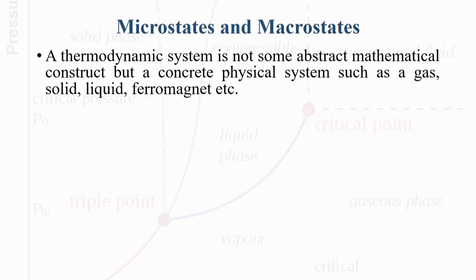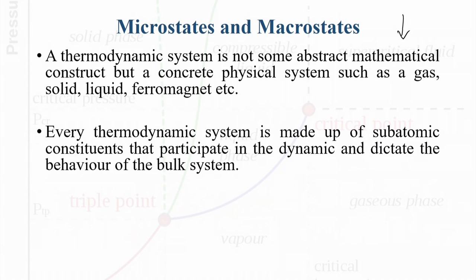So, now let me also try to describe what I mean by some of the other terms that I may have thrown about, and those are called macrostates and microstates. And these terms I am going to use frequently, so it is better to pin them down as best as I can, because later on you might be confused. Okay, so, a thermodynamic system, you see, is not some abstract mathematical construct, but it is a concrete physical system such as a gas, solid, liquid, ferromagnet. Because this is not the impression you get if you pick up any textbook on statistical mechanics, you will see that it is full of equations and you get the idea that it is all mathematics. But we are actually describing a physical system here.